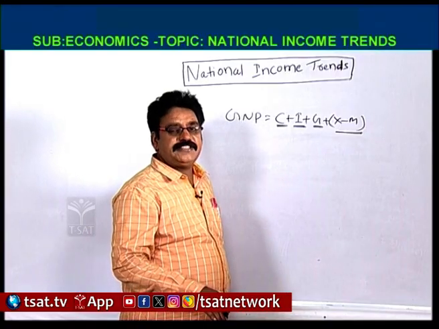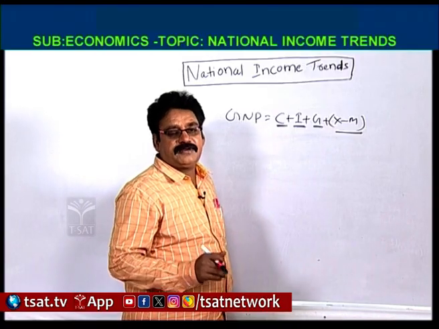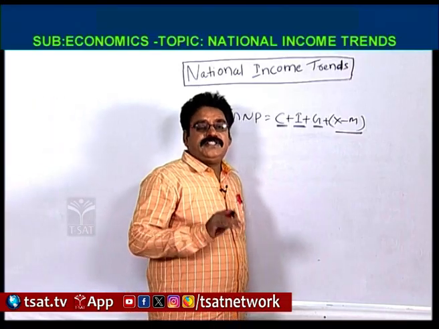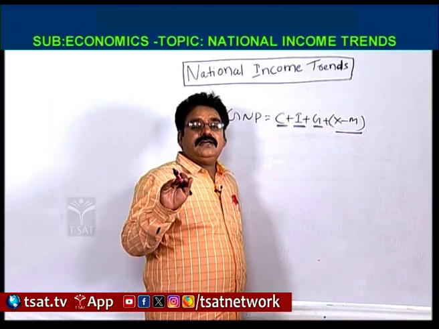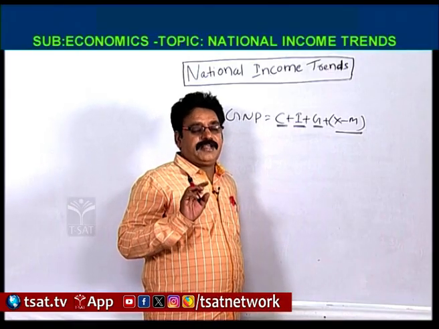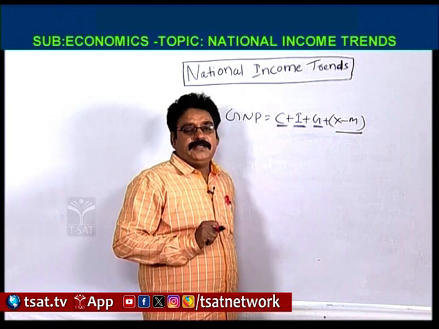After calculating the GNP, it should be divided by the population, and we will get the per capita income of a citizen. So, the right answer, which is not necessary to calculate the GNP, is per capita income of a citizen.